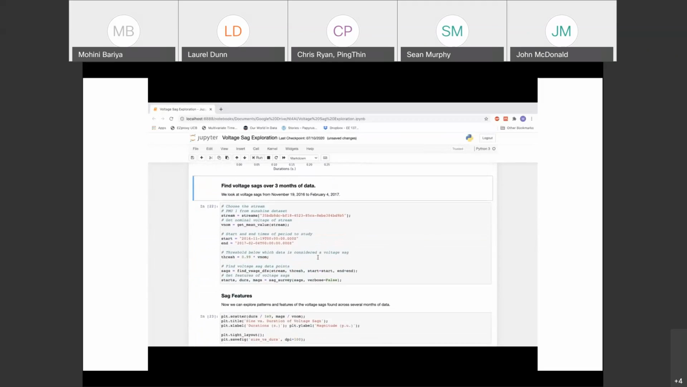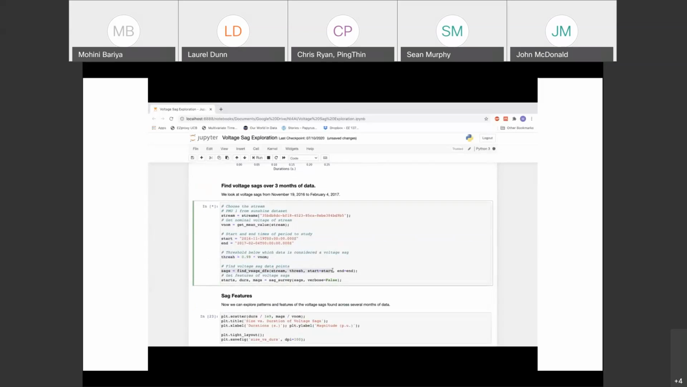Now I can run it on an even larger amount of data if I really want to find more interesting sags. So now I run it over 3 months of data. Again, keep in mind, this is 120 hertz micro-PMU data. So this is a very large volume of data, and I'm looking for sags over 1 PMU stream. Now notice I've chosen an even more aggressive threshold. Anything below 0.99 of nominal, I'm going to return.